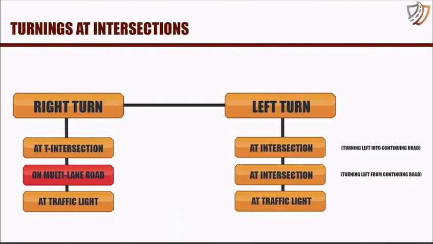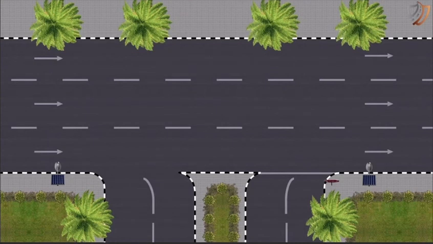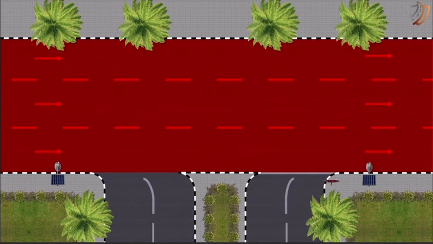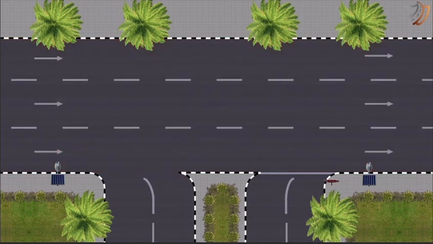Turn on multiple lane road. Some terminating roads have 2 lanes that merge into a continuing road that has multiple lanes. In such cases, to turn safely, use the extreme right lane on the terminating road to turn into the extreme right lane of the continuing road. Motorists can also use the left lane in the terminating road to turn right onto the continuing road. In this case, motorists can turn into the second lane from the right side or the extreme left lane, depending on where they intend to go from the junction ahead.